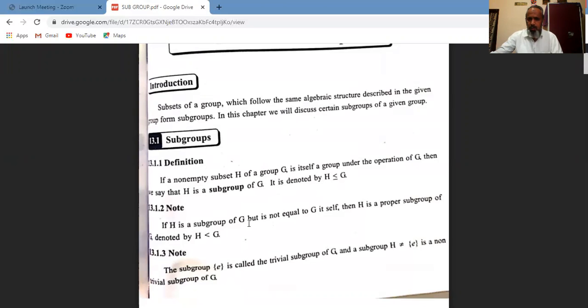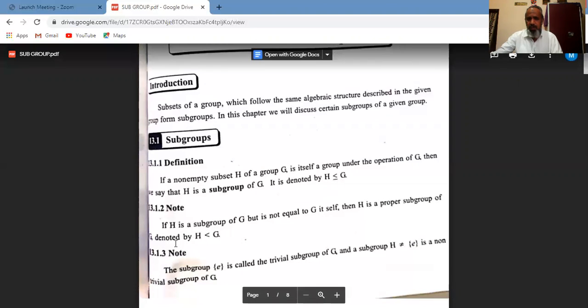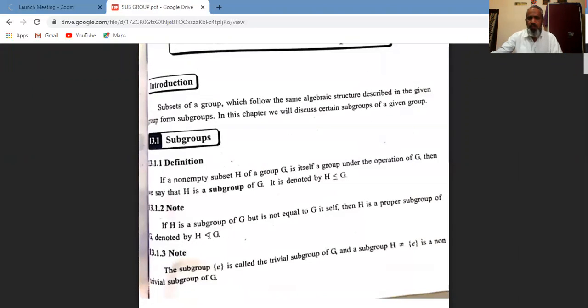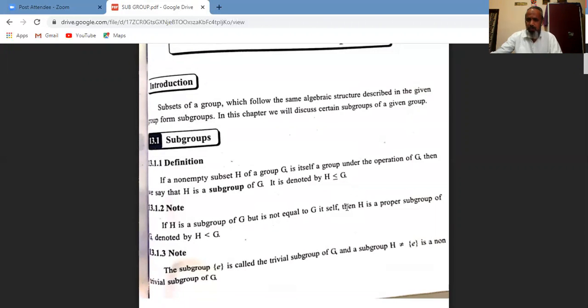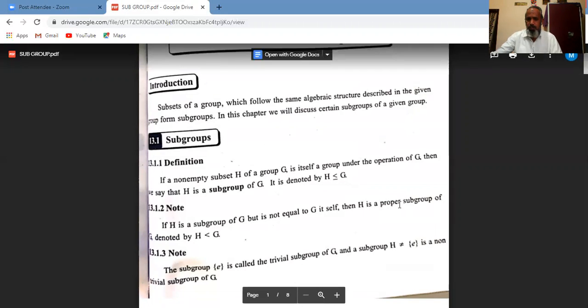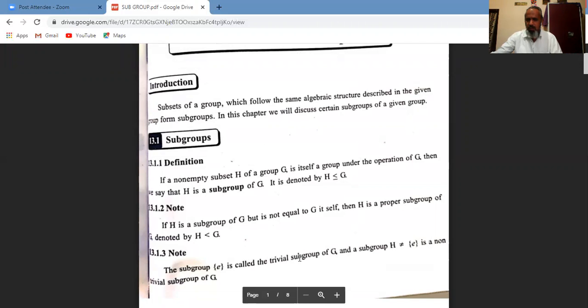Note, if H is a subgroup of G but is not equal to G itself, means the number of elements in G are not equal to the number of elements in H, then H is called a proper subgroup of G and is denoted by H less than G. So if H is a proper subgroup, then H contains at least one element less than the number of elements in G. Means H is not equal to G. If H is not equal to G and H satisfies all the properties of the group G, then H is called the proper subgroup.